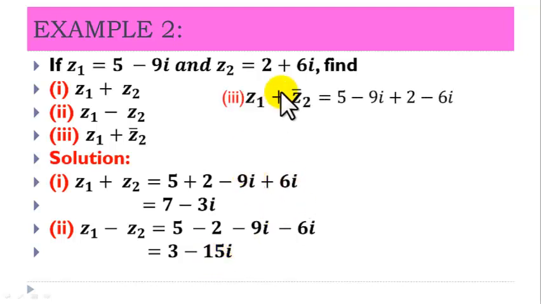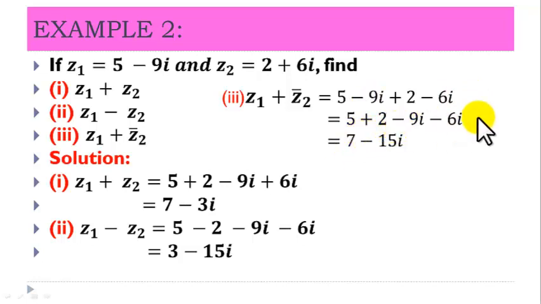3. z1 plus bar z2. Bar z2 is the conjugate of z2, which is 2 minus 6i. So we add the real part and we also subtract the imaginary part. The real part is 5 plus 2, while the imaginary part will be minus 9i minus 6i. So this will be equal to 5 plus 2, then minus 9i minus 6i. 5 plus 2 is 7, and minus 9i minus 6i is minus 15i. So z1 plus bar z2 is equal to 7 minus 15i.